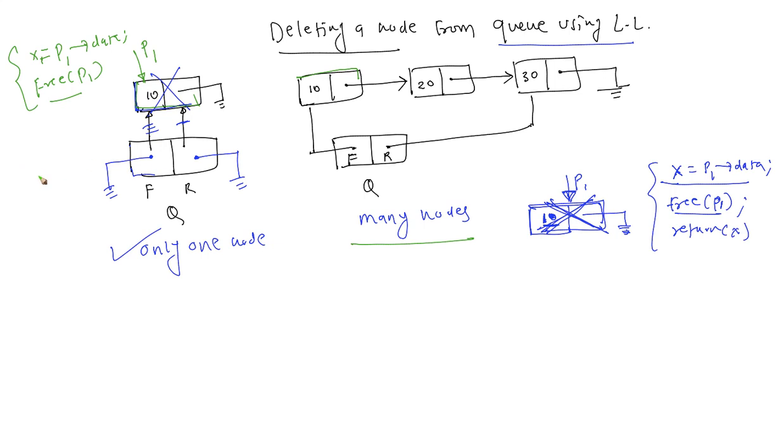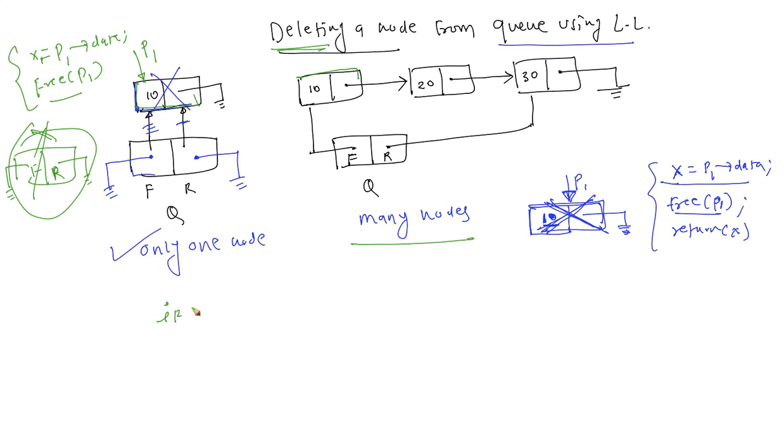Of course, one more scenario is that the queue is null, meaning f and r are null. But we have made sure, before calling this delete function, that the queue is not null. Then only we are calling this. That's why I did not discuss the queue null scenario. I am calling the delete function only after making sure that the queue is not empty.